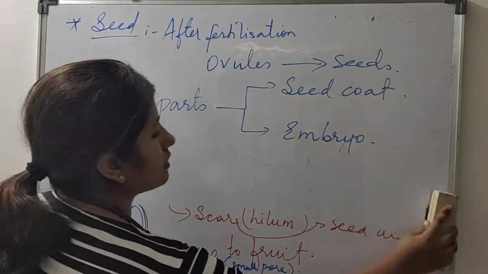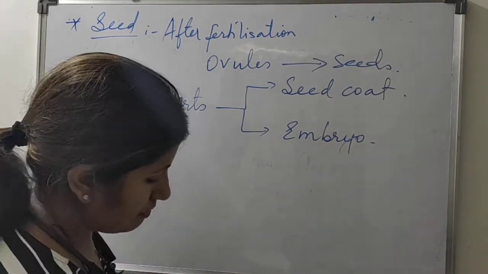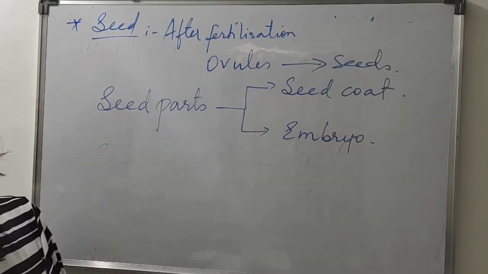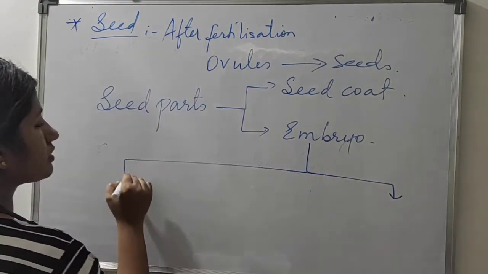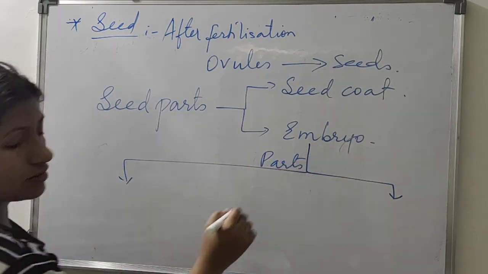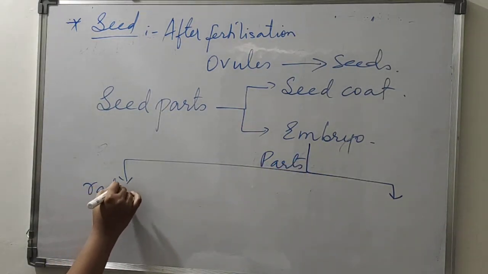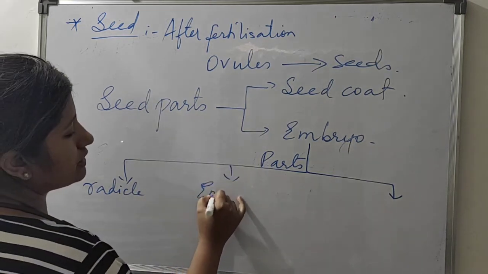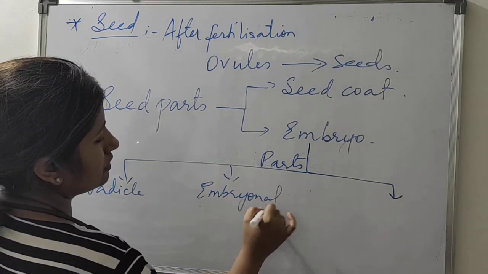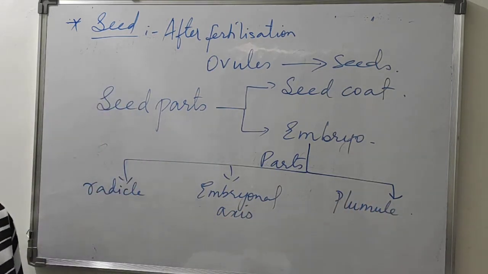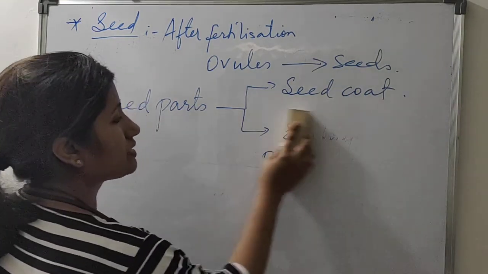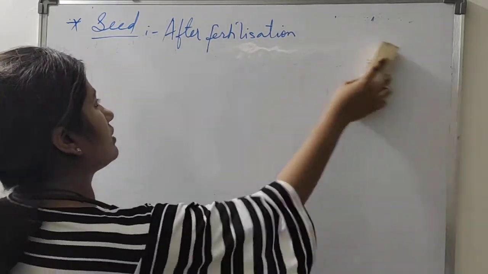Okay, next we will see the embryo. The embryo has three parts. Embryo is made up of three parts. Okay, what are they? Radicle, then embryonal axis, and plumule. Okay, so these are the three parts of the embryo. We'll see them one by one.